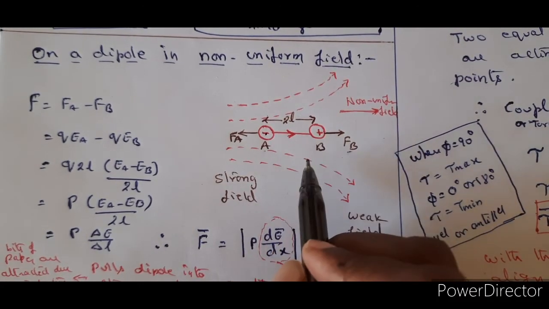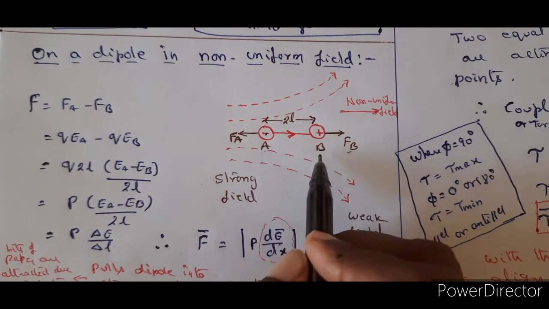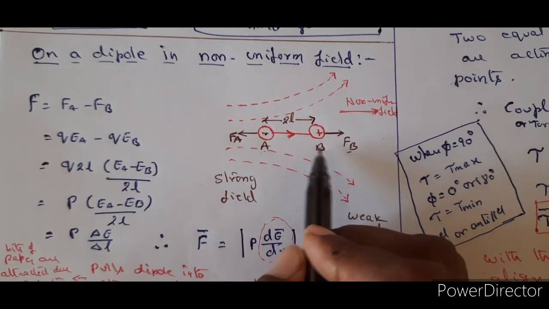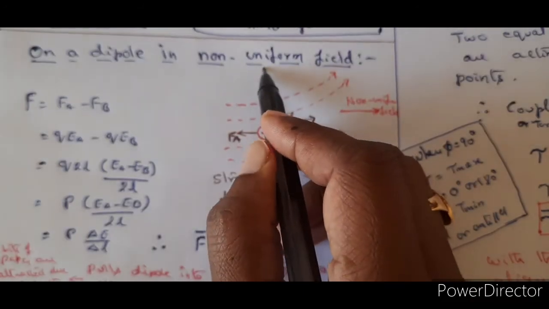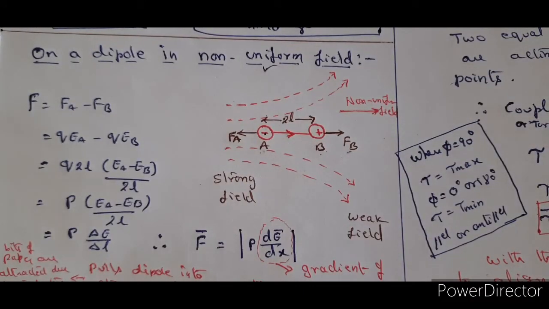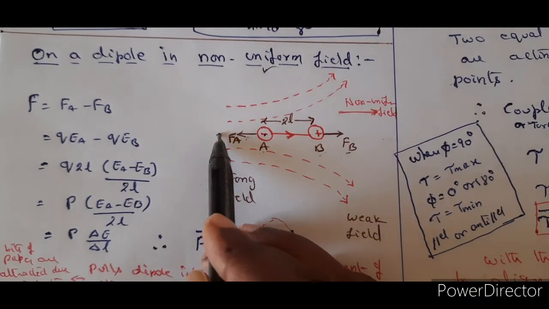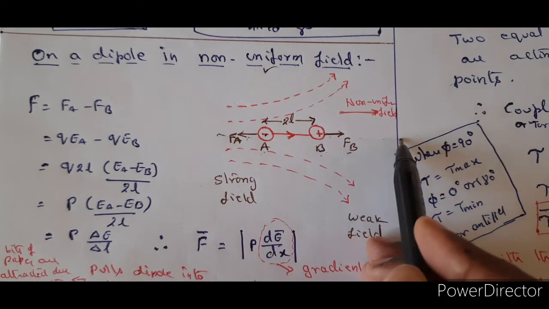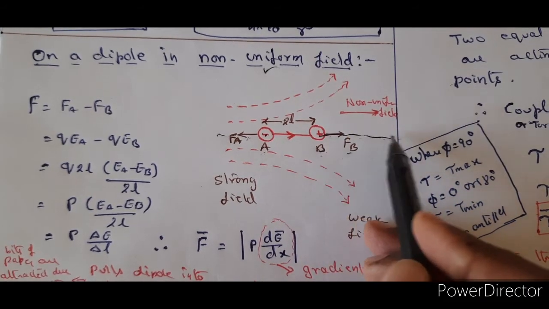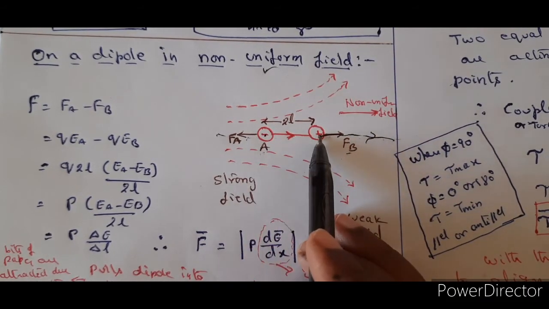Here the electric field strength is different. At two points A and B, the electric field strength is different, because we have imagined a non-uniform field. Therefore, field strength is not the same at every point. The magnitude is different and the directions are also changing, and we are taking the direction in which the field line is going like this, which is the direction in which you have taken the dipole.